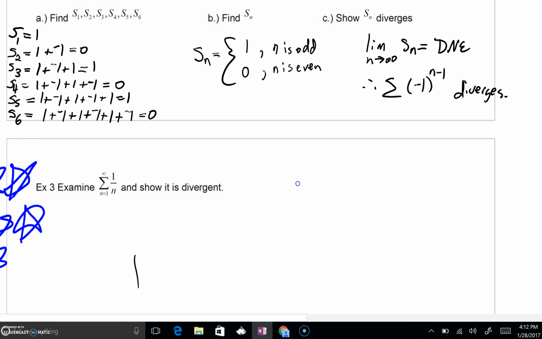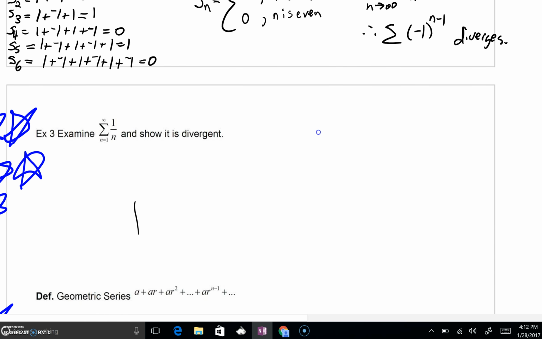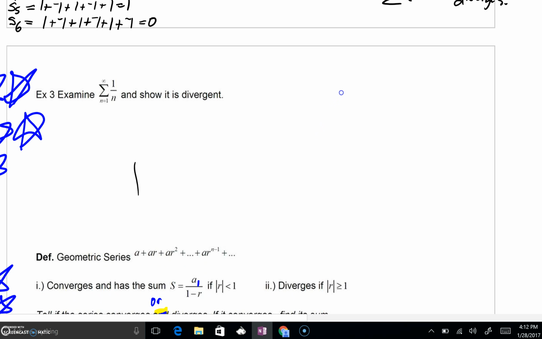Number 3 is super, super, super important. This is one of the most famous series of all. By the way, we will reference this series countless times in this chapter. This series is known, 1 over n, adding up from n equals 1 to infinity. It's known as the Harmonic Series. It will be used repeatedly in comparisons with other series that we're going to do down the road. We need to know as a statement of fact that that series actually diverges.